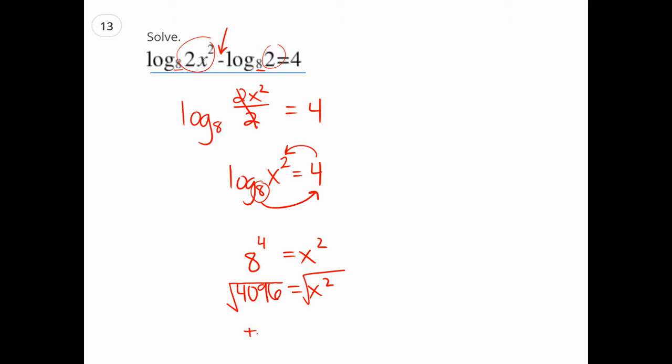And then to get x by itself, I would square root both sides. And I get plus or minus. Remember, if you put a square root into your problem, you put in the plus or minus. So this is actually 64 equals x.